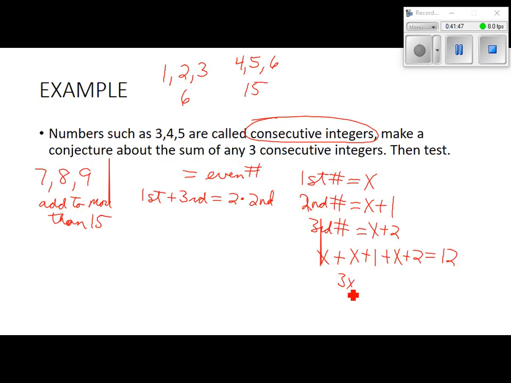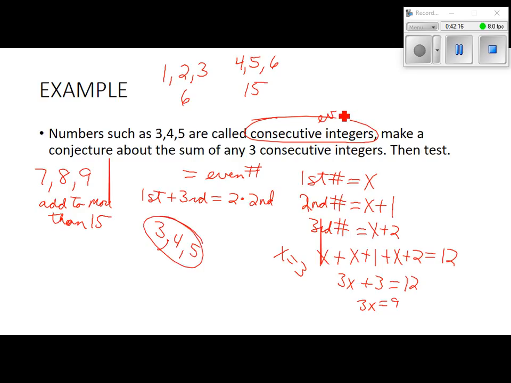Get 3x plus 3 equals 12. Mine's not going to work out very well because I just made up something in my head. Oh yeah, it worked out all right. 3x plus 3 equals 12. Subtract 3 on both sides. You end up with 3x equals 9. What's x equal? 3. So x equals 3. What's our 3 numbers? 3, 4, 5.